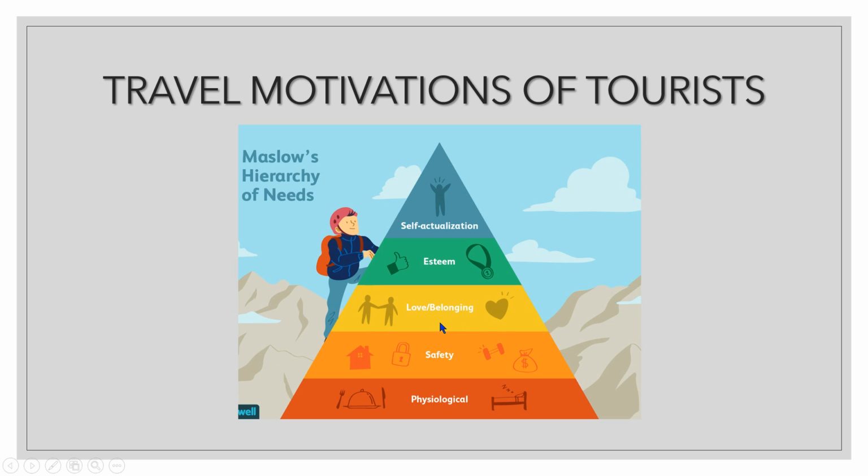The third level is love and belonging. All of us have this kind of need, no? It doesn't mean that you really have a lover, but it could also mean that you want to meet other people because you want to belong in a society.